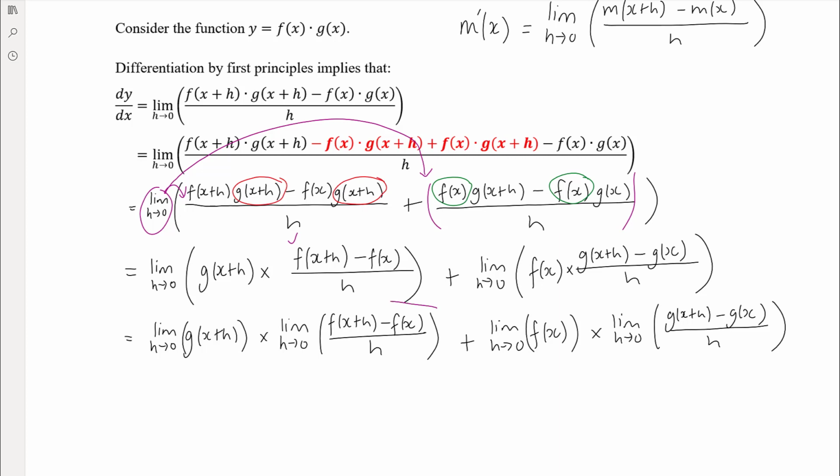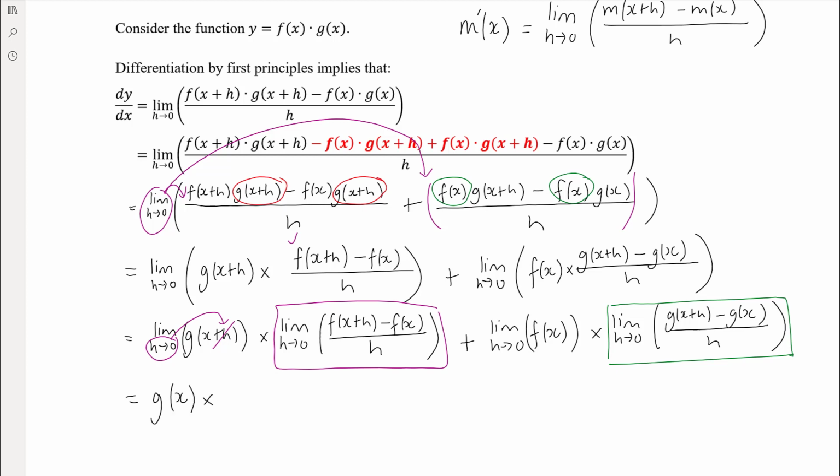Okay, so in breaking this expression down in this way, we've now got some interesting things happening. This here, that is the derivative of f. And this one here, that is the derivative of g. Okay, so let's have a look at what's happening. Let's take our limits. The first term here, the limit as h approaches 0 of g of x plus h. As h approaches 0, this essentially becomes 0, so it's just g of x.